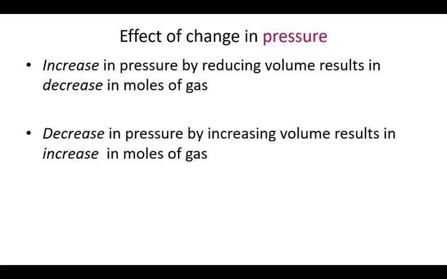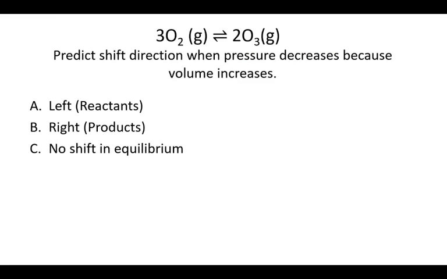So to summarize, if we increase the pressure by reducing the volume, that will result in a decrease in moles of gas, so we'll go whichever direction decreases the moles of gas. If we decrease the pressure by increasing the volume, the other direction, that will result in an increase of moles of gas. And if we have the same number of moles of gas on both sides, we will see no effect. So try this yourself. What happens when the pressure decreases because the volume increases?